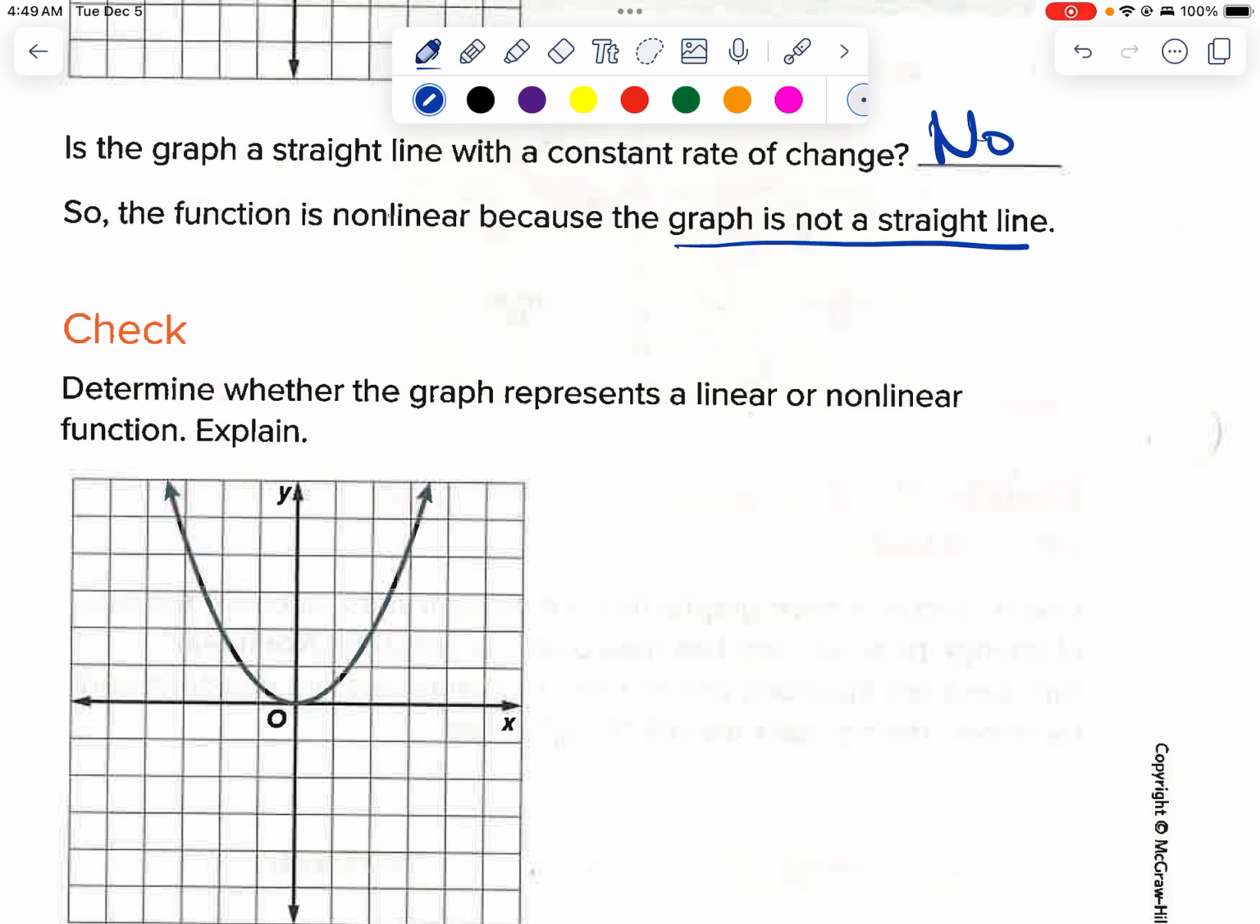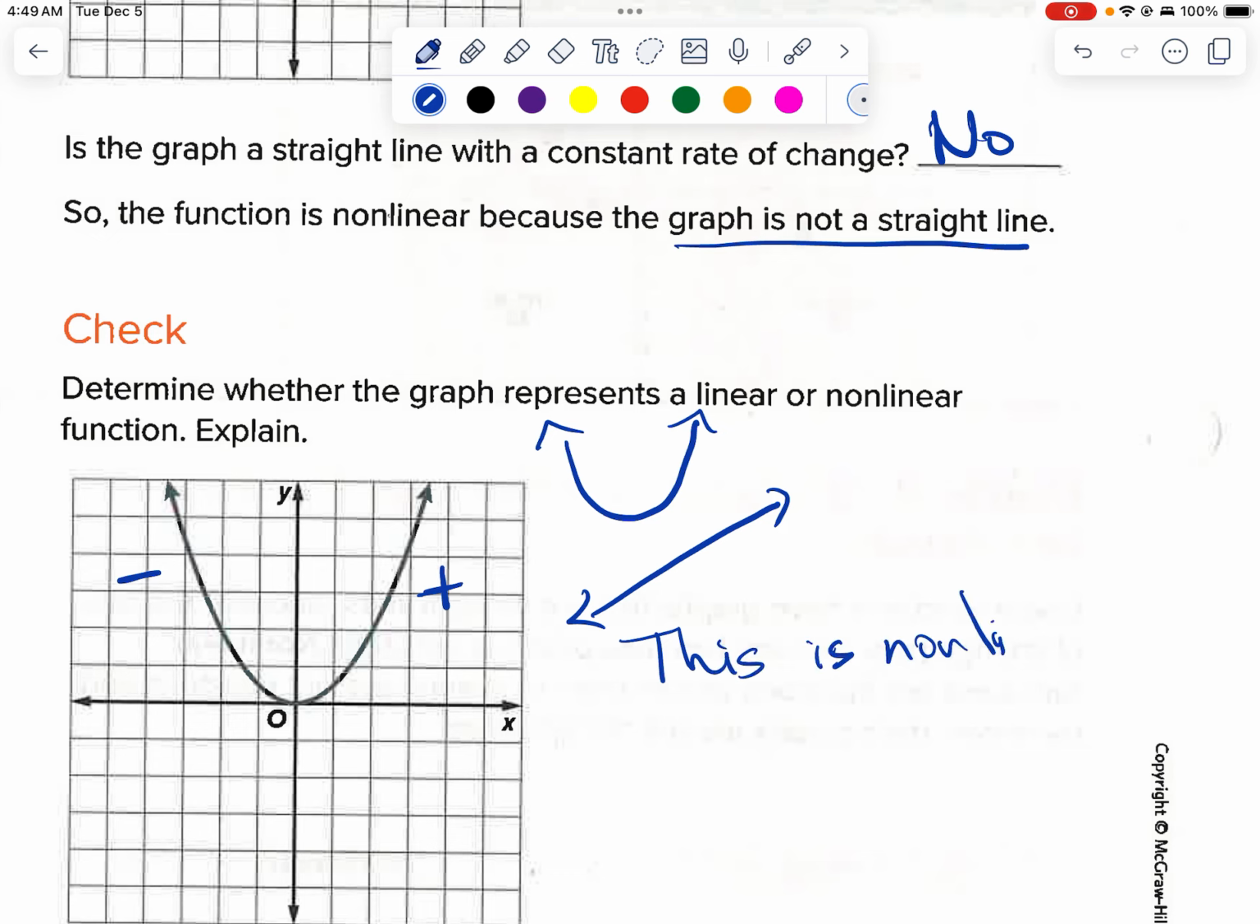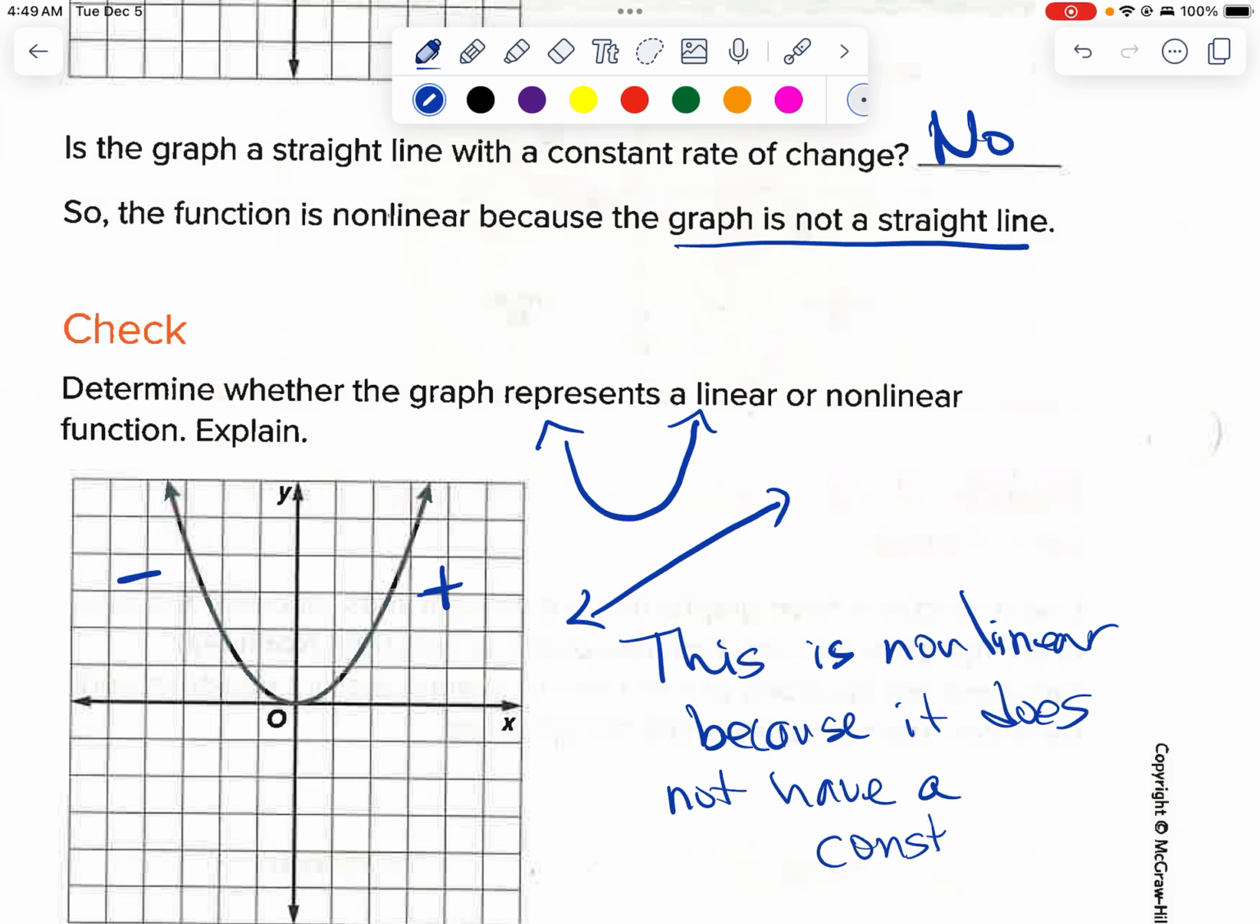Here, right here. Again, this slope would be negative, this would be positive, but this is also making a U. Okay, this is making a U. It is not making a straight line. This is nonlinear because it does not have a constant rate of change. Okay.